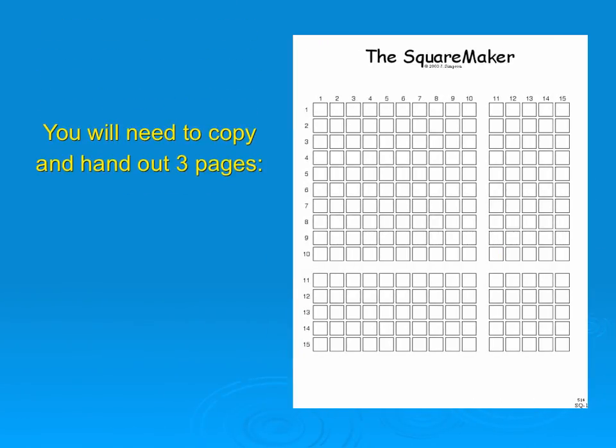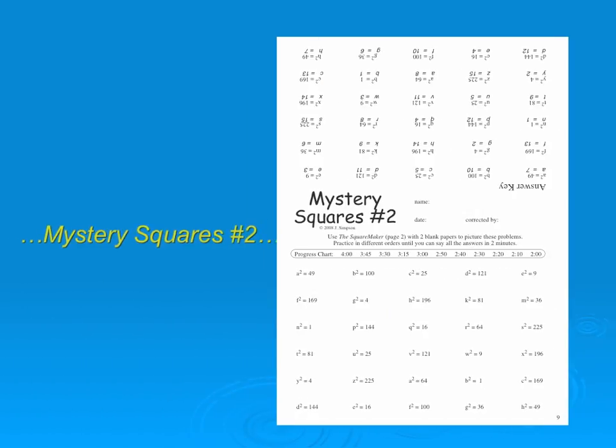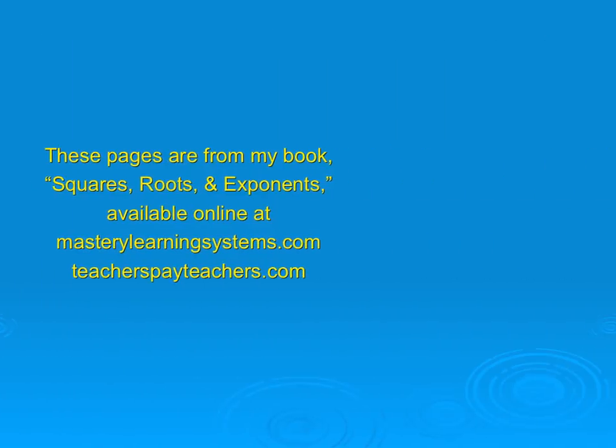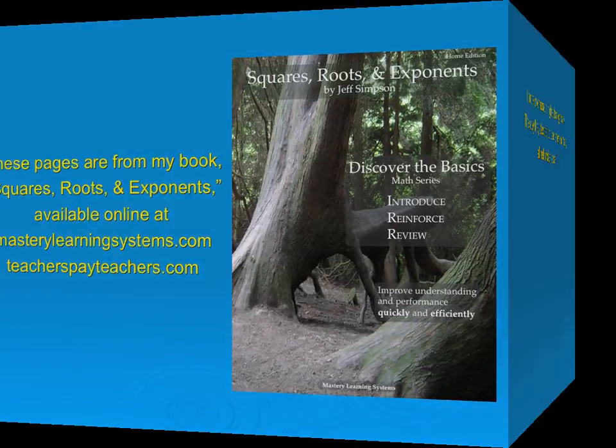You'll need to copy and hand out 3 pages. The Square Maker, Mystery Squares number 2, this is with the variables, and Unmaking Squares number 1, this is the square roots. These pages are from my book, Squares, Roots, and Exponents, available online at MasteryLearningSystems.com or teacherspayteachers.com.